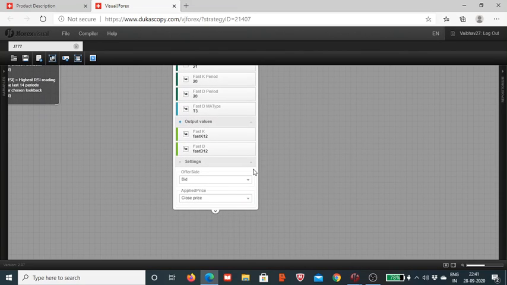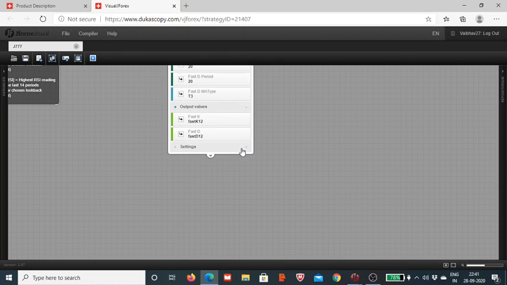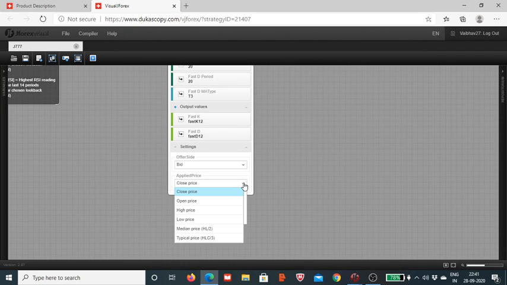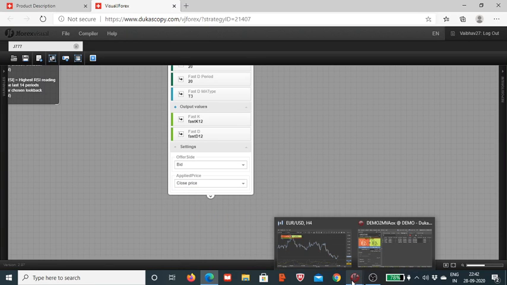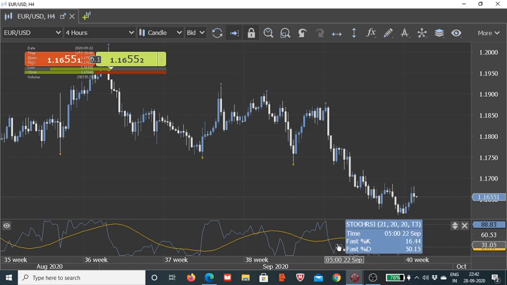And when you want to do the calculation for any output value, you also have to be mindful of how it is being calculated, whether it is on the bid side or on the ask side, as there will be a slight difference because of the spread between the bid and the ask. And then the applied price, whether you are calculating the stochastic value on the closing price, open price, high price or low price, also has a significant impact on the output values of the fast K and fast D.